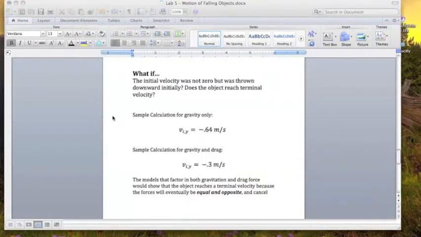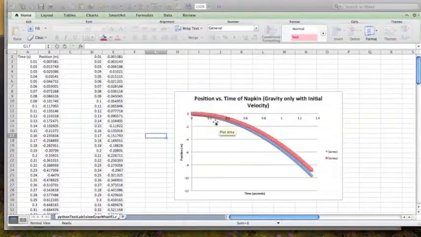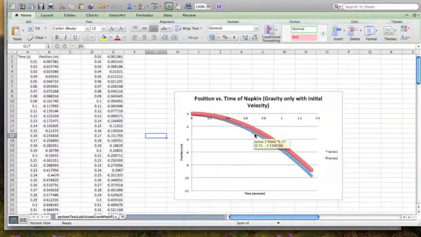So what if the napkin fell with an initial velocity? Well, let's say it's falling at 0.64 meters per second downward. For gravity only, after plugging this into the initial condition in the model, this is the graph that was shown. The blue is the new model, the red is the old model. Both have nice exponential curves, which makes sense because they're accelerating downward. There's no drag force to counter the velocity.